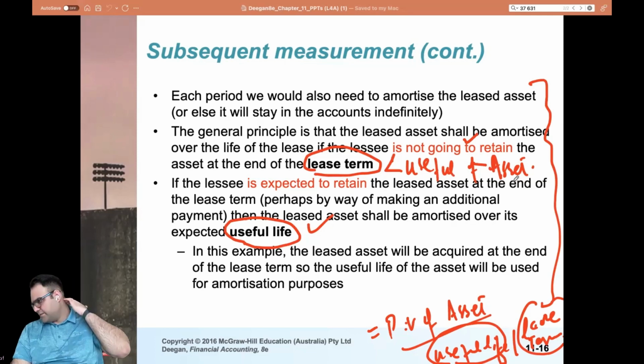So the concept in this slide is very clear. We need to amortize the asset. But in order to determine the denominator, we have to see whether the lessee retains the asset. If they retain the asset, then it will be the useful life of the asset as the denominator. When the lessee does not retain the asset, then it will be the lease term as the denominator. I'm clarifying this point a couple of times, because in upcoming slides, there will be a calculation related to that part.